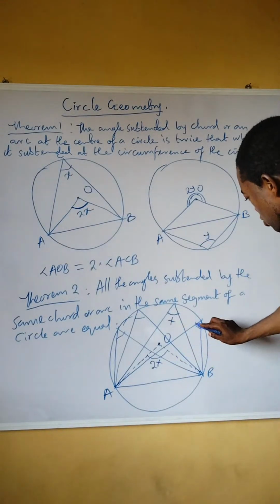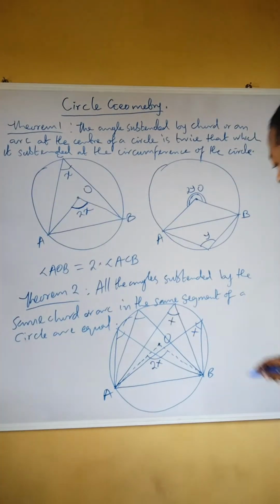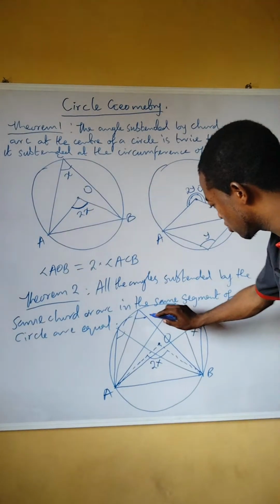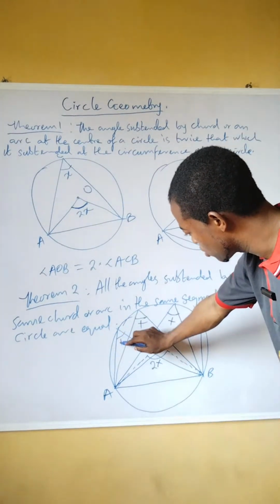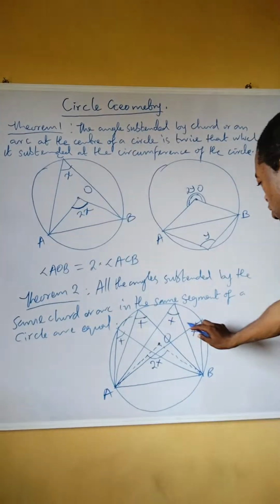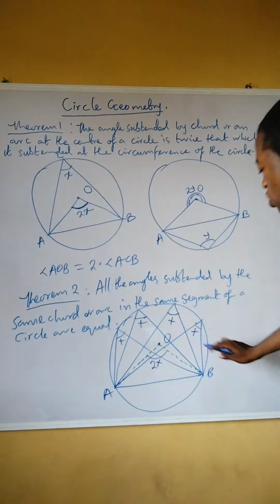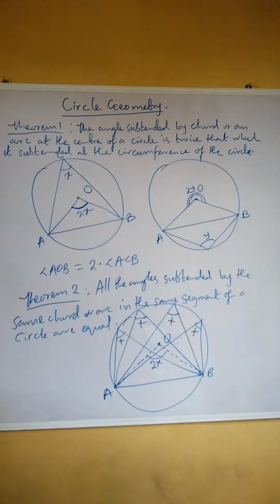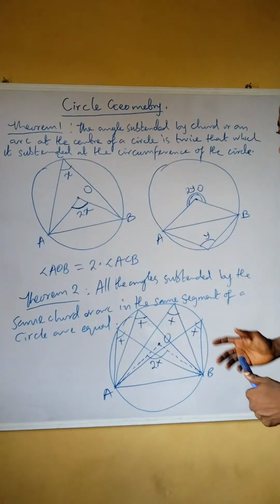This angle here is also at the circumference, so here also will be x. This also is at the circumference, here also will be x. Also at the circumference here, here also will be x. Now, they are all equal. So we have this angle as x, this angle as x, this angle as x. So all angles formed in one segment by a chord are equal.